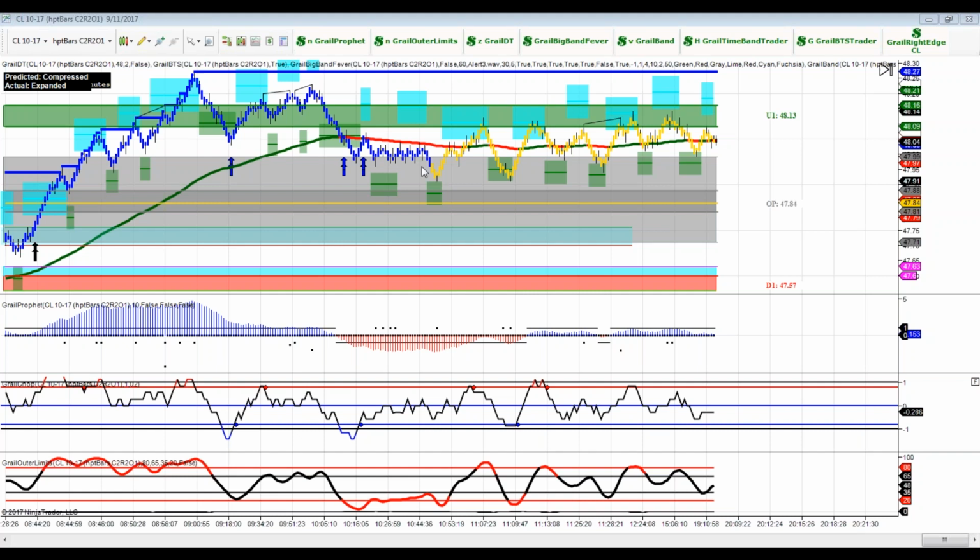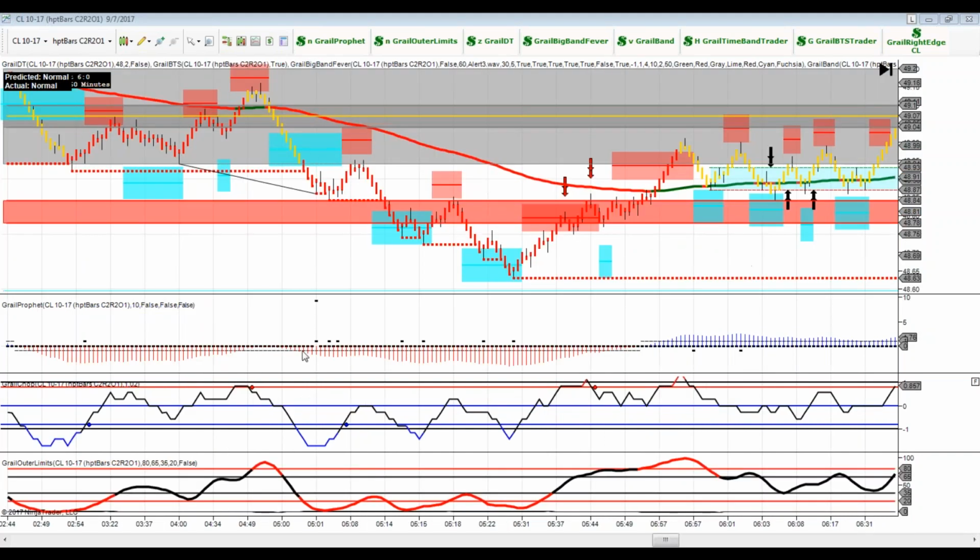Let me see if I can find an example on the short side. So what we're going to look for is going to be yellow bars following red. All right, so this is the example I'm looking for. This is crude oil from a few days back. Notice we have red bars, and we went to yellow. So we now have yellow bars following red. We came up to the right edge box, reversed, and came down. Okay, that trade worked out fairly well.